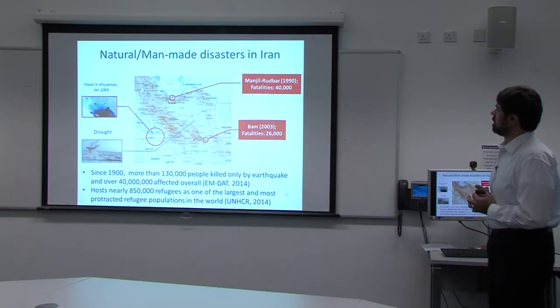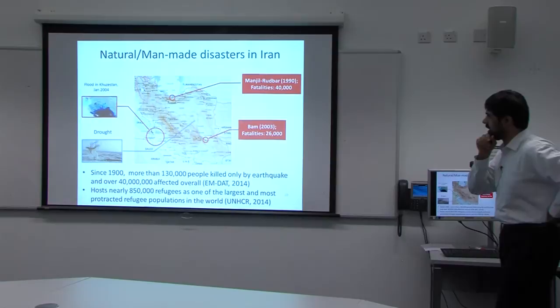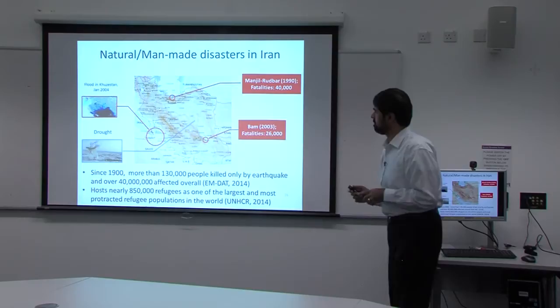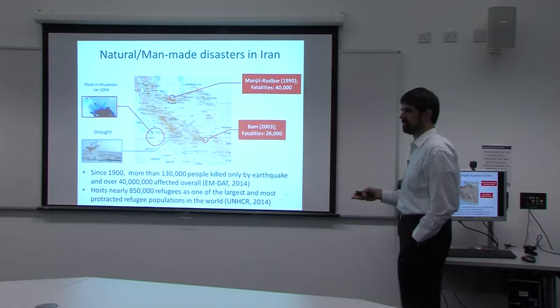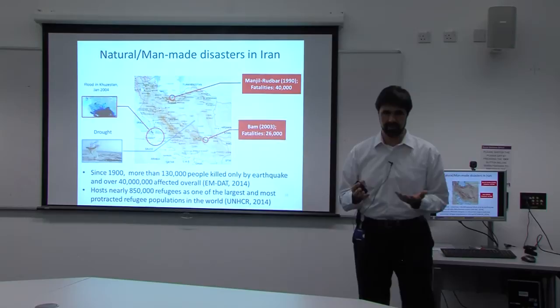In Iran, we have a range of different disasters. Earthquake is the main natural disaster. As you can see here, we have two main chains of mountains, and in the areas that are mountainous, as you know, mountains are the result of activities of faults. So these areas are usually prone to earthquake.